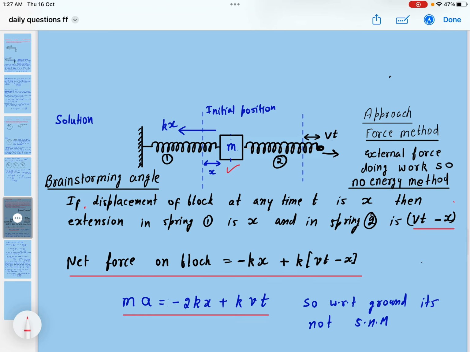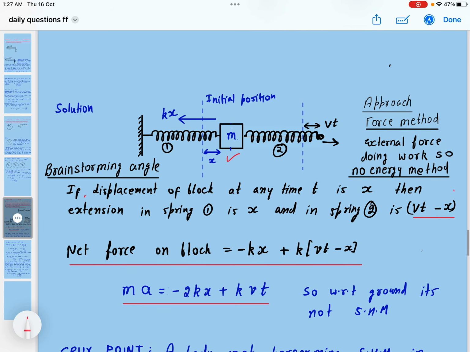We need to think about something out of the box, which obviously is our crux point. So what is the crux point here? There are some systems which are not performing SHM with respect to ground, but those systems can perform SHM with respect to some moving frame. So that is the crux point of the question, right? Here this system is not performing SHM with respect to ground, but if I slightly modify this equation, this can perform SHM with respect to some moving frame.